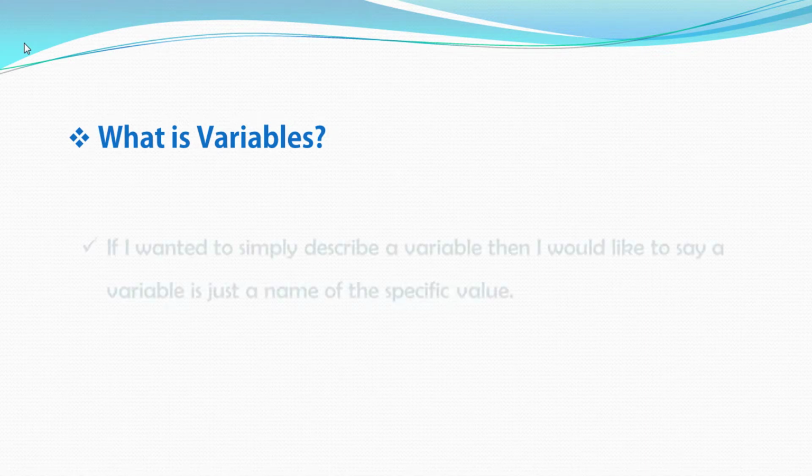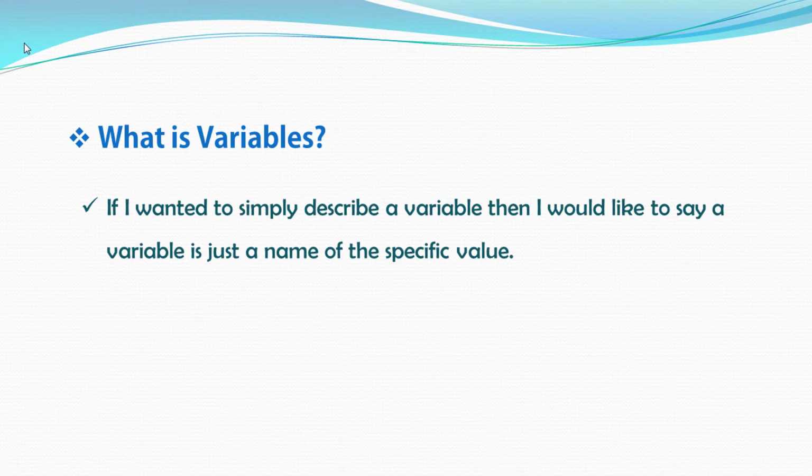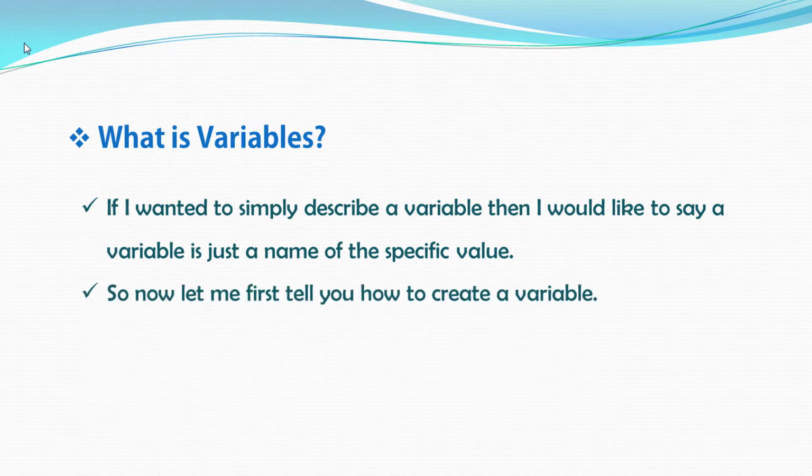If I wanted to simply describe a variable, I would say a variable is just a name for a specific value. This value can be changed anytime. Just think, if you wanted to store age, you can use a variable to store the age value. But when you call your age, it is very difficult to call the exact age value. In that situation, a variable helps you out. You specify a name for your age and access this name anytime, anywhere.